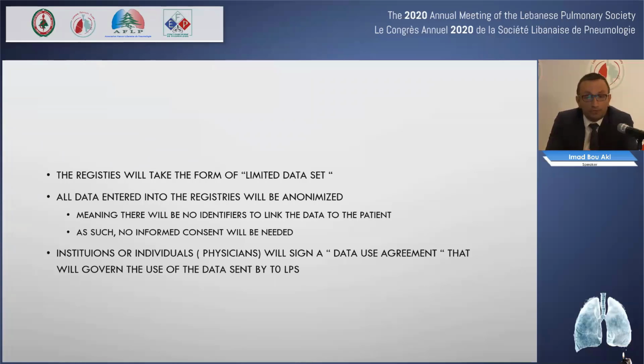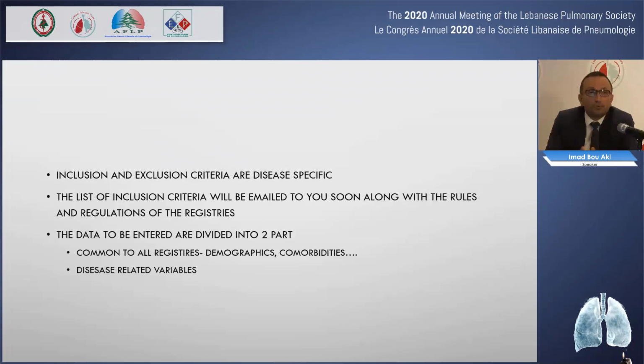Institutions or individuals, mainly physicians, will sign a data use agreement. This agreement, which you will look into in detail, is meant to protect the patient's privacy, and to protect and govern the use of the data that will be sent to LPS. The inclusion and exclusion criteria are disease specific, obviously, and the list will be sent to you by email soon, along with the rules and regulations that will govern the registries.